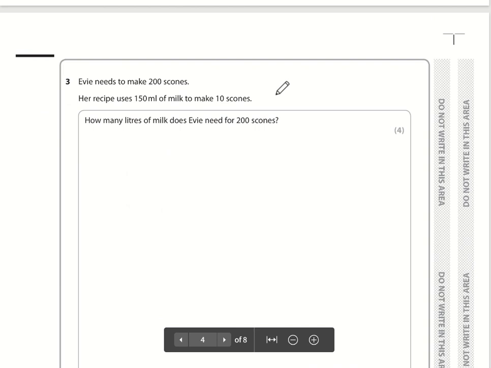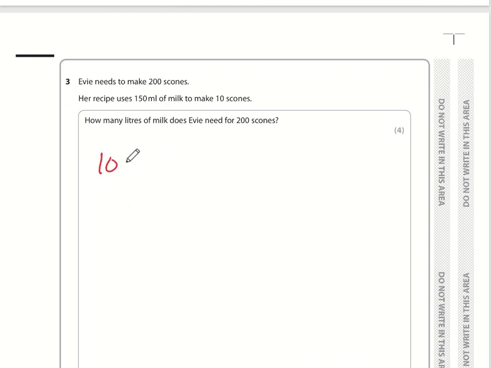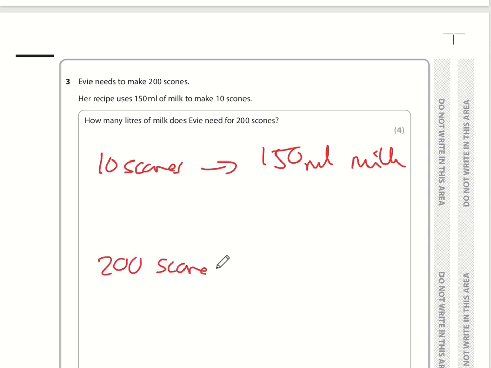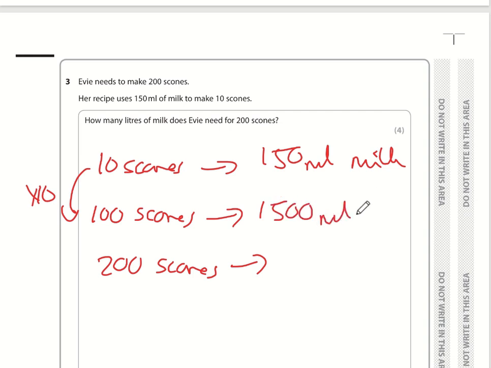Question 3. So we know that for 10 scones we use 150 millilitres of milk. Now we want 200 scones. So what we could do, well, if 10 scones is this, then 100 scones, that is 10 times more scones, so 10 times more milk, so 1500 millilitres of milk. Now comparing 100 to 200, well, 200 is double that, so we just need to double the milk. 1500 times by 2, that is 3000 millilitres.